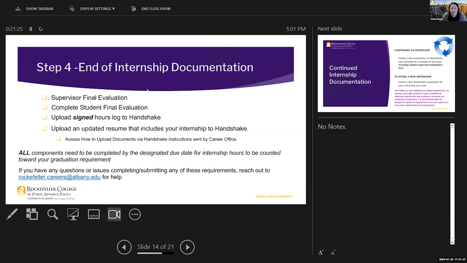All components need to be completed by the designated due date for the internship hours to be counted towards your graduation requirements. So when I meet with students who are graduating, I check off on everything that's been tracked through Handshake to make sure it's all completed. And if it's not, we need to complete it before we can move forward with that.